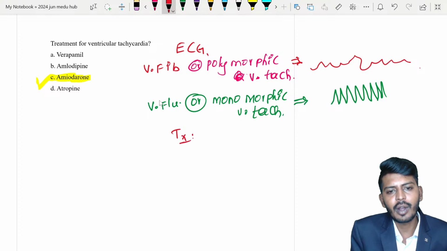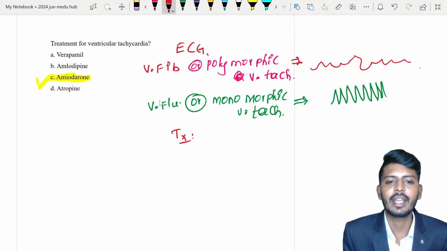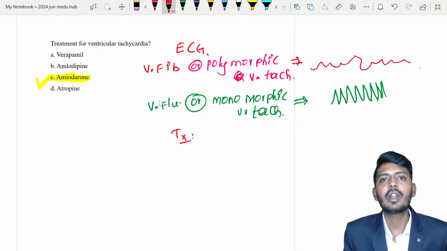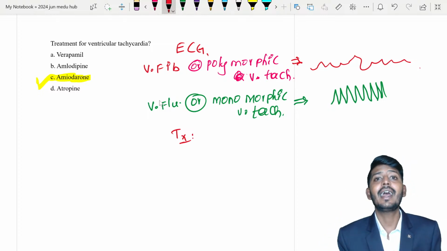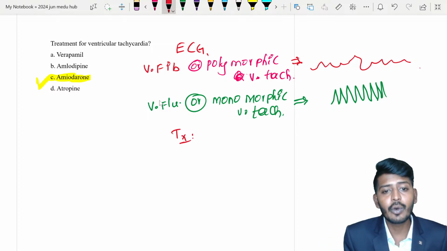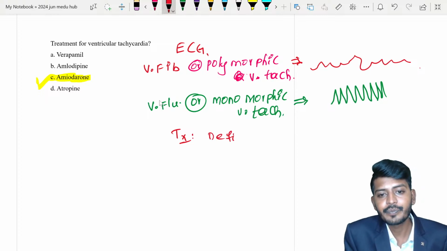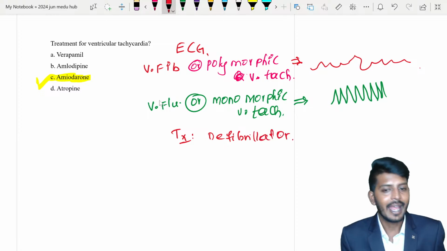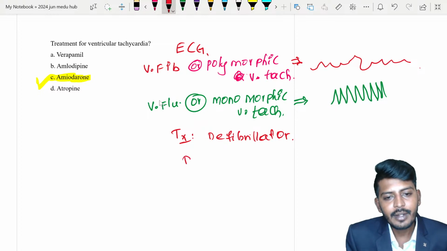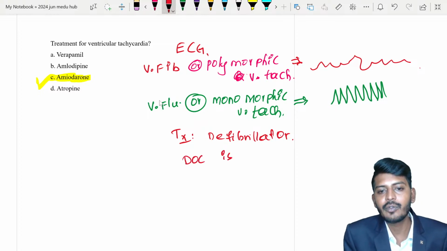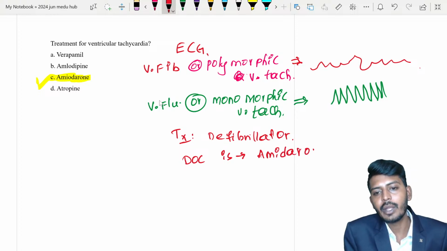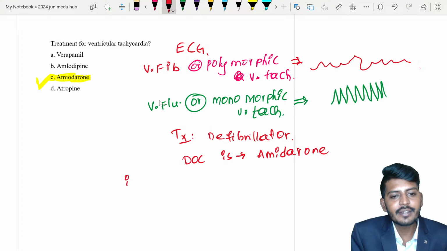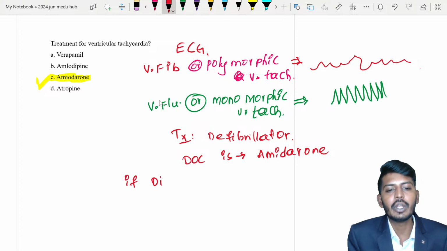Whenever you get this condition, the drug of choice for ventricular tachycardia is amiodarone, but before going to the drug of choice, what should you do first? Yes, you are going to use a defibrillator. Defibrillation. After the defibrillator, the first drug of choice is amiodarone. But if it is digoxin induced, what then?